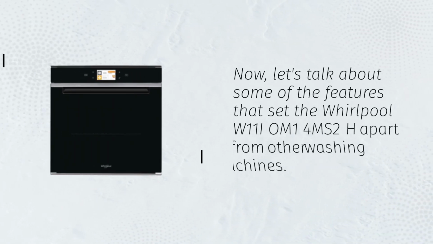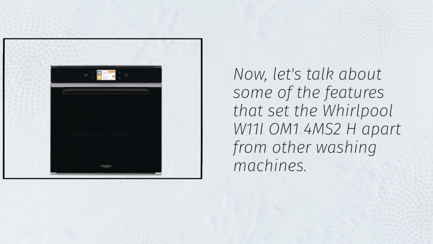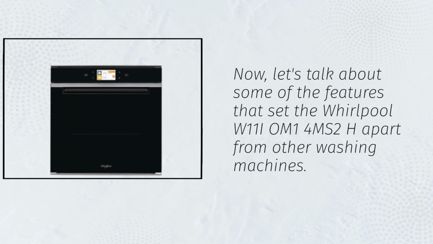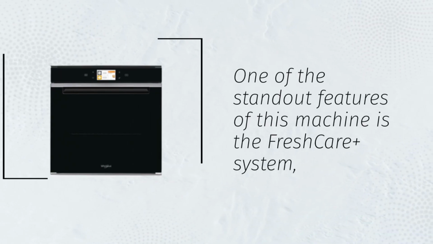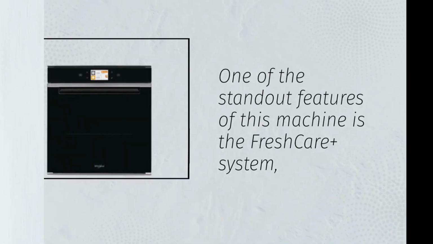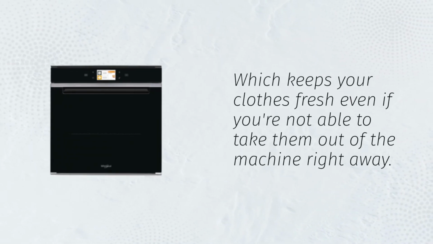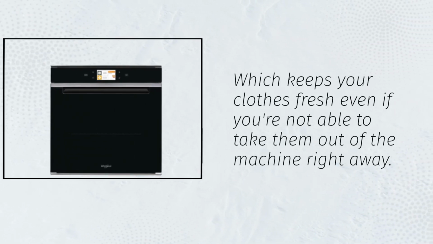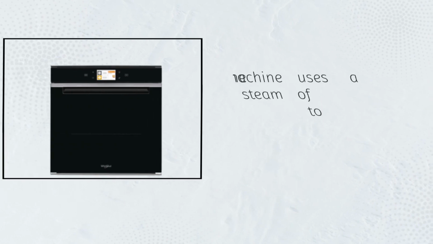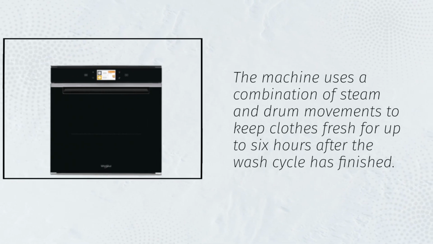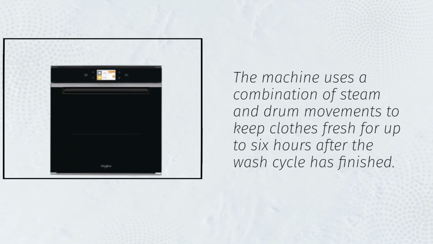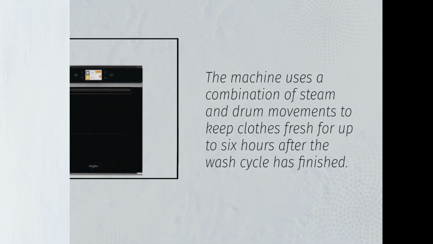Now, let's talk about some of the features that set the Whirlpool W11I OM1 4MS2H apart from other washing machines. One of the standout features of this machine is the Fresh Care Plus system, which keeps your clothes fresh even if you're not able to take them out of the machine right away. The machine uses a combination of steam and drum movements to keep clothes fresh for up to 6 hours after the wash cycle has finished.